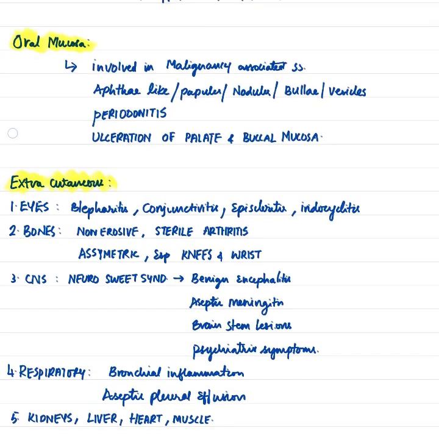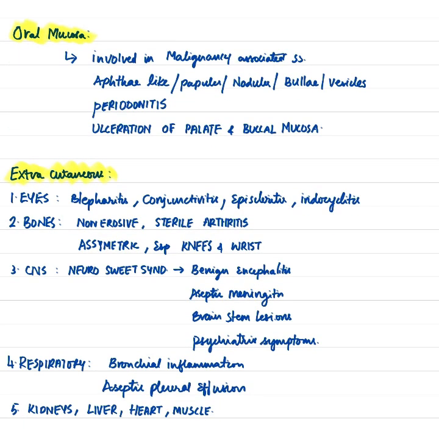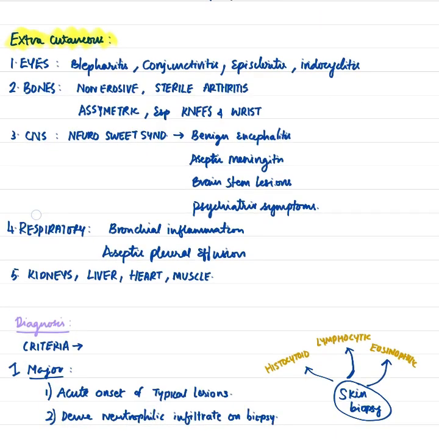Coming to oral mucosa lesions, the oral mucosa is involved in malignancy associated Sweet syndrome, and they can be either aphthae-like lesions or papules, nodules, bullae, and vesicles, and there is also associated periodontitis, and ulceration of the palate and buccal mucosa can also be seen. Coming to extracutaneous features, the eyes are involved, and it can present as blepharitis, conjunctivitis, episcleritis, and iridocyclitis.